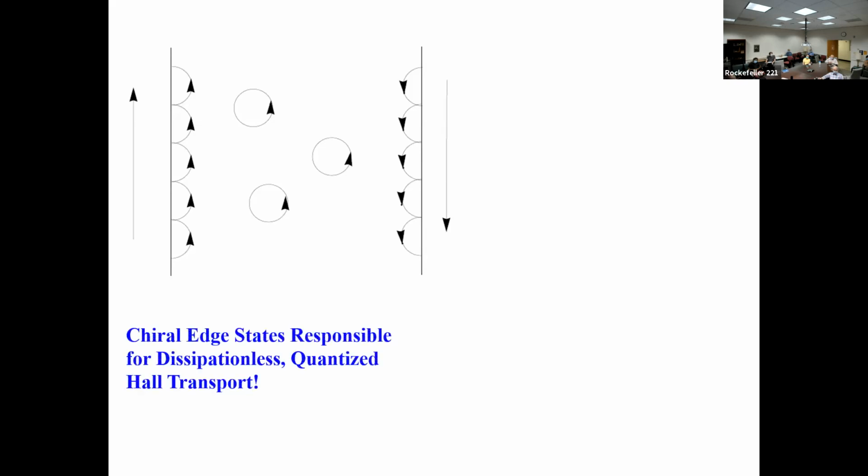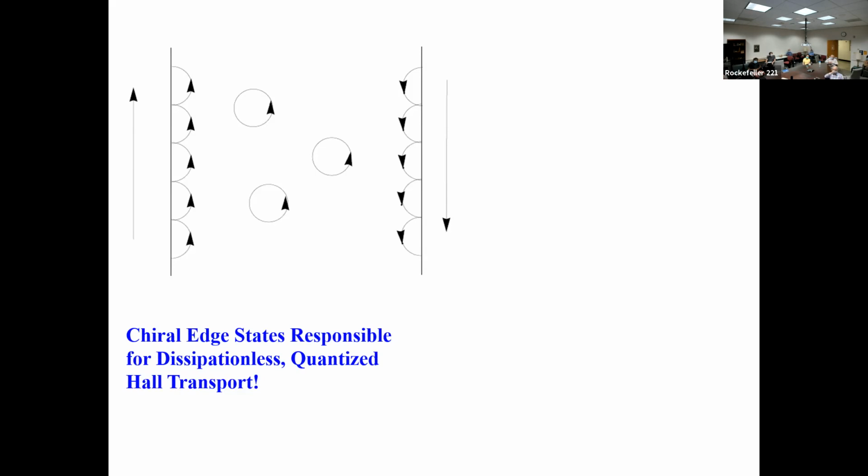Okay, and the electrons on the left side are doing the opposite. They're also trying to do their counterclockwise cyclotron motion, but again they're bouncing into the wall. But this kind of bounce or skip of the cyclotron orbits takes them from down to up. So as a result, these electrons can move from one end of the sample to the other end of the sample. And it's these so-called chiral edge states that are responsible for the dissipationless and quantized Hall transport.